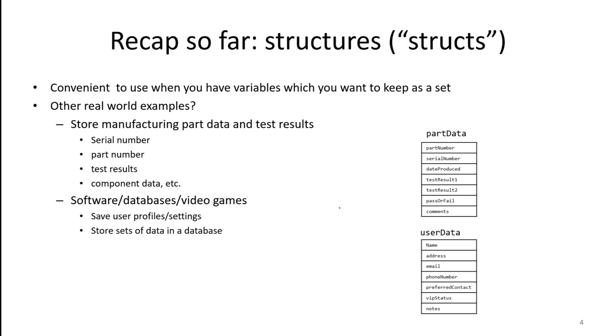In the real world, this is really useful in many applications. For example, in manufacturing or in hardware, it can be really useful to store all of the data for a given part as a struct. In manufacturing, we often need to collect a lot of data during the manufacturing process. So you have to keep track of serial numbers, part numbers, test results, where the components came from. You have to have all this traceability data. And so you could store all that data together in a convenient struct.